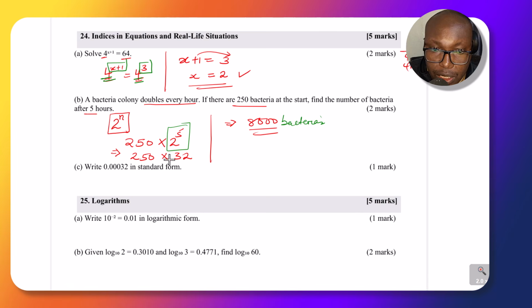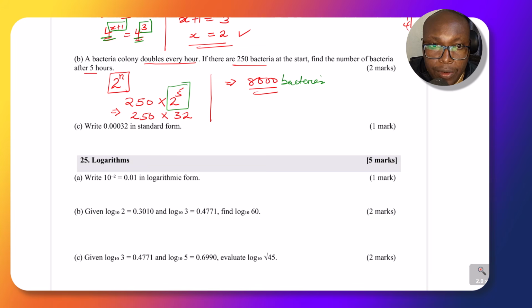Then the other question is writing in standard form. Write 0.00032 in standard form. How do you write any number in standard form? To write a number in standard form, you must express it in this form: A multiplied by 10 to power n, where A should be less than 10. You're not supposed to make A exceed 10.